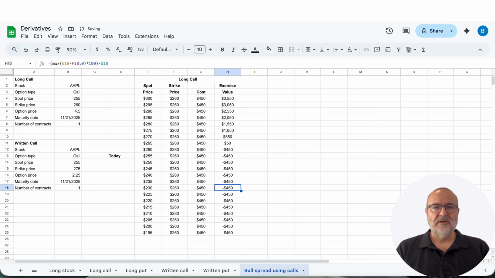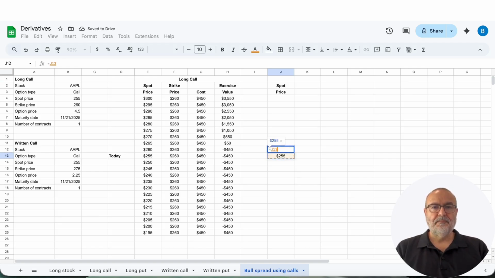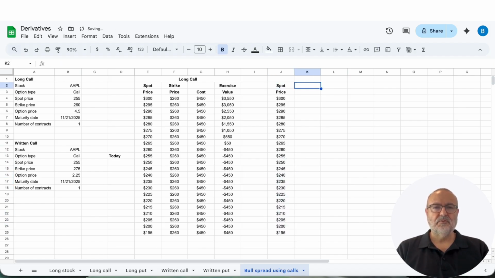Next, we will create a similar scenario analysis by increasing the spot price by $5 going up and decrease it by $5 going down. Next, we will add the strike price, which stays constant as spot price changes.